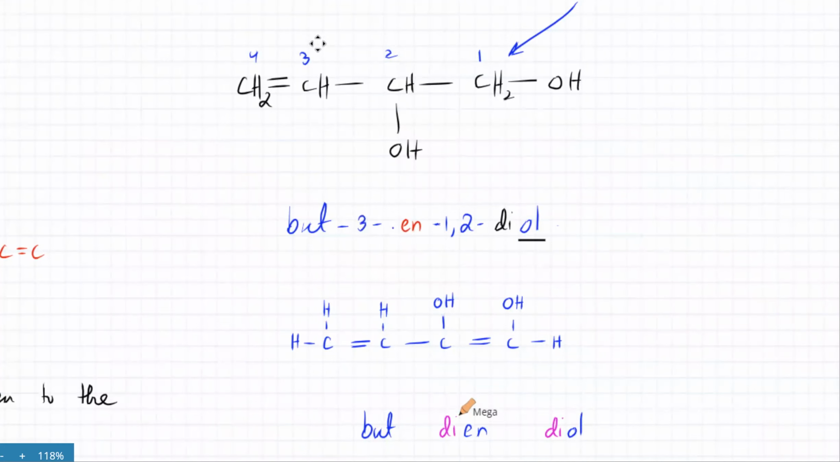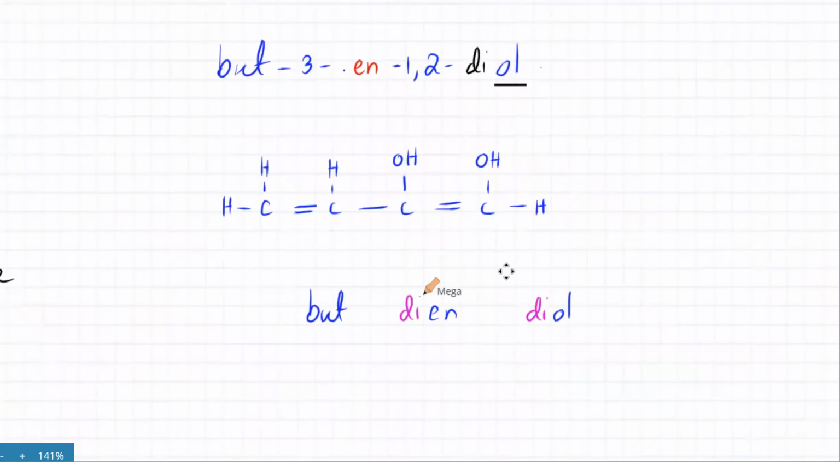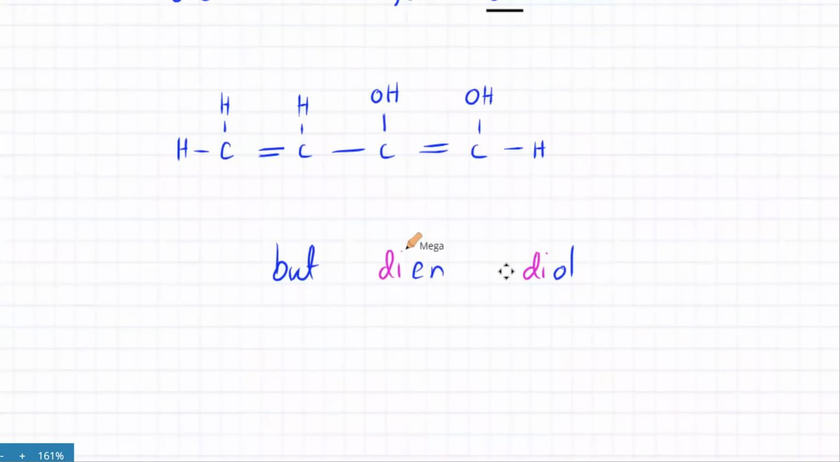3 is the position. 3 states on which carbon the double bond is present. The number is the position. Like di or tri, you have to write di or tri, not 3 or 2. 3 or 2 would mean position. Is that clear? Yes, sir.